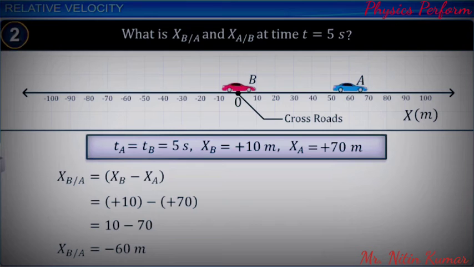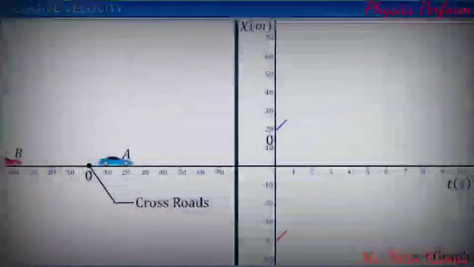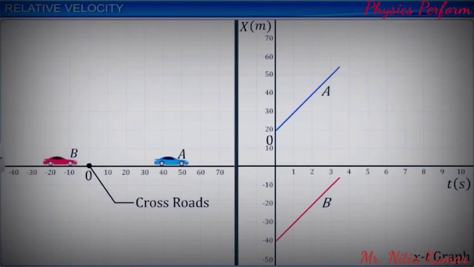And calculating for XA by B, which is equal to XA minus XB. On substituting values and simplifying, we get XA by B equal to plus 60 meter. We observed that XB by A and XA by B are same in magnitude. This implies that the distance between the two cars remains constant irrespective of time elapsed from the first observation.